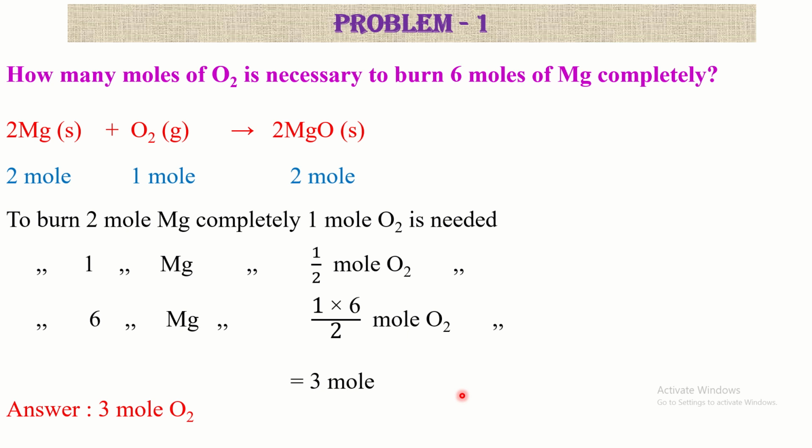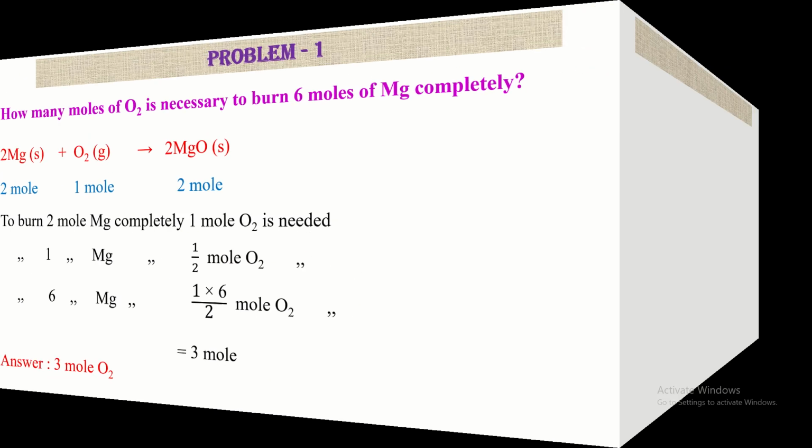Now look, when magnesium is burnt in the atmosphere, there is a huge amount of oxygen, but does all the oxygen react with magnesium? No. For 1 mole magnesium, only half mole oxygen is needed. So this amount of oxygen is used in the reaction and the other oxygen does not take part in the reaction.